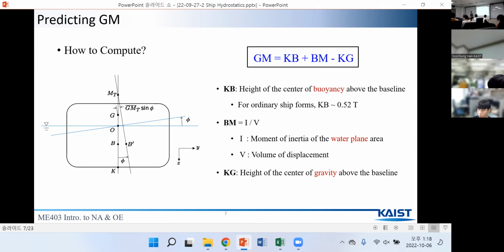And BM is a little bit complicated. Volume, also I, the moment of inertia of the water plane area, what the plan area is, looks like this one. You know how to take the moment of inertia from the physics class. And the volume of the displacement. This is volume, underwater volume. You can calculate. And then KG. KG is stable. So BM requires some calculation. So the computer helps you to calculate this. Otherwise, it takes time. KB also takes time. You need to calculate the volume center.